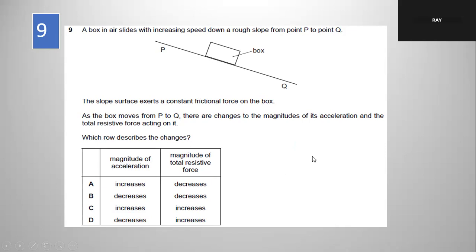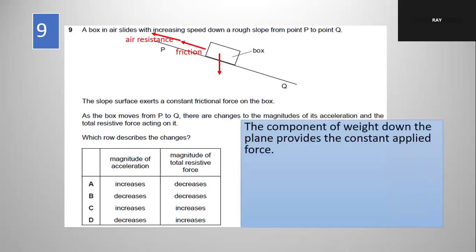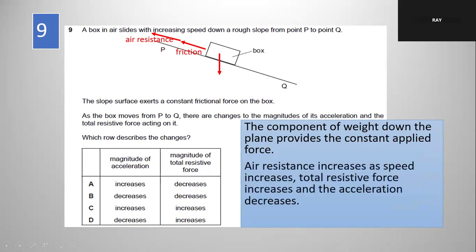Okay, D. Is it? No, C. Okay, let's see. That's the weight. That's friction. There's your weight acting downwards there, there's your friction going upwards there, there's your air resistance. Component of weight down the plane provides a constant applied force. So the component of this weight down the slope provides a constant downward force. Air resistance increases as speed increases. So total resistive force increases, acceleration decreases. D.